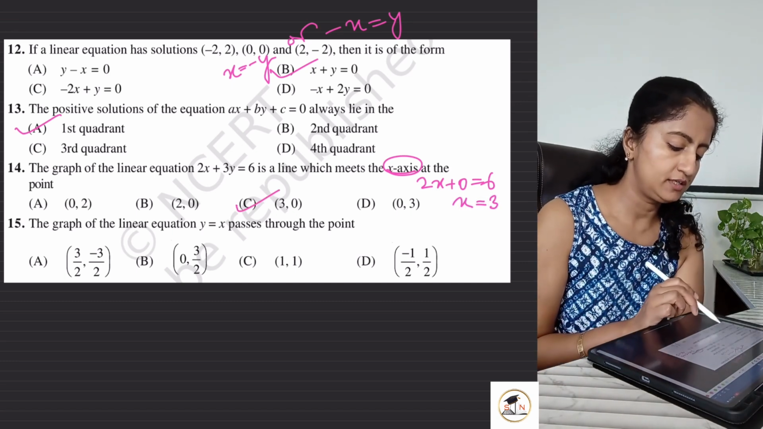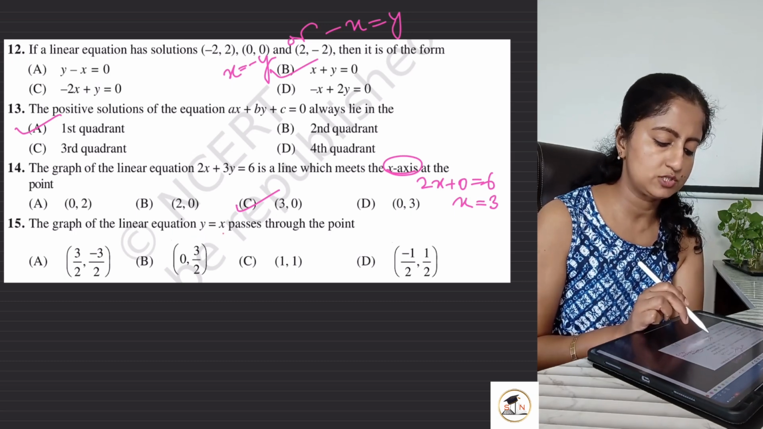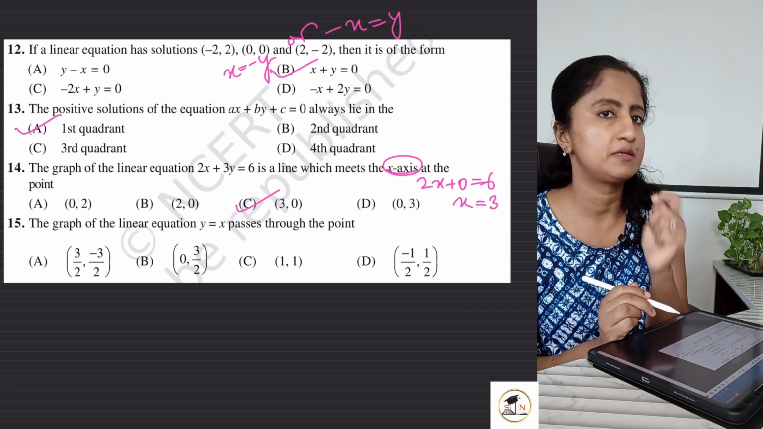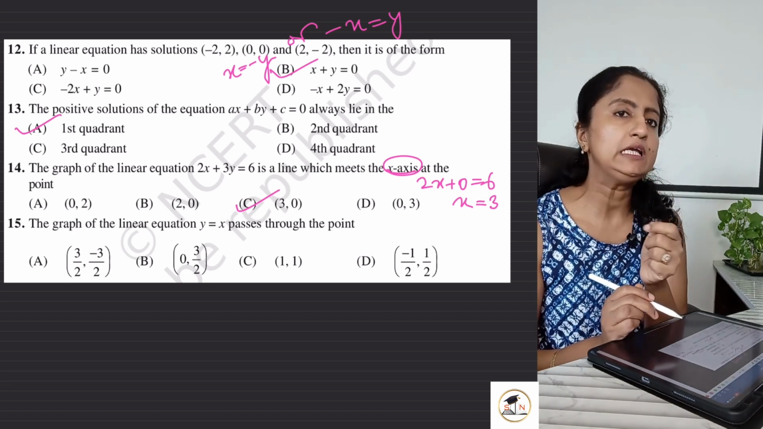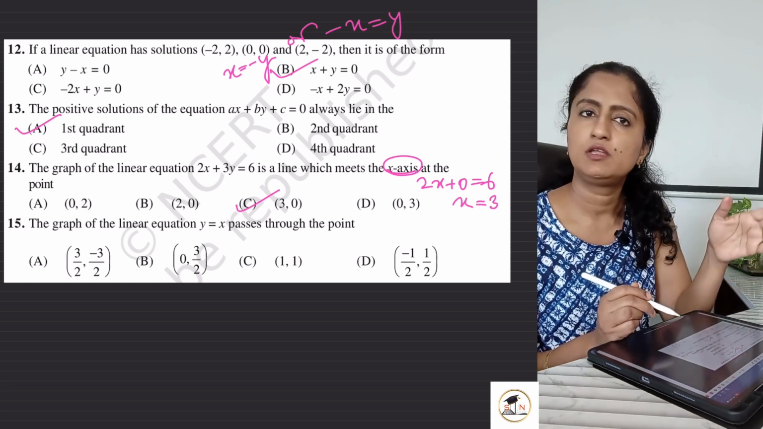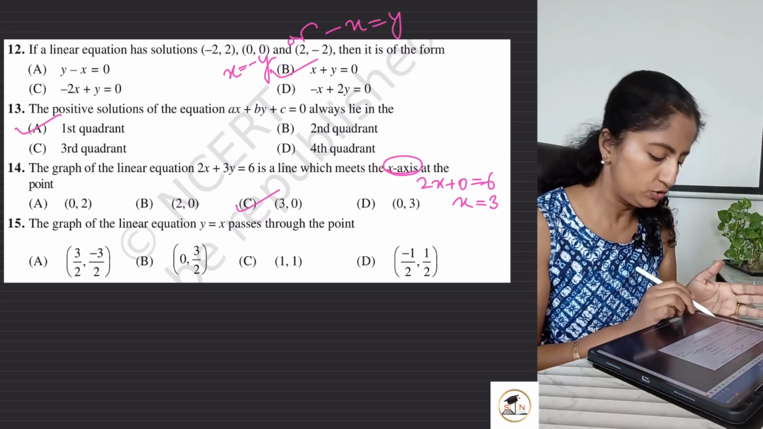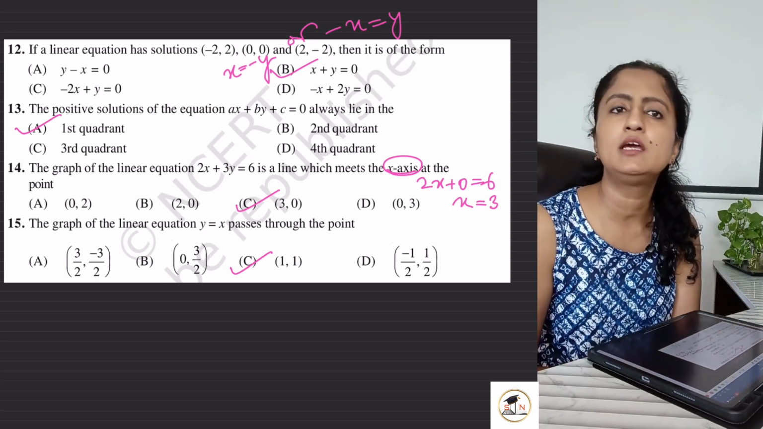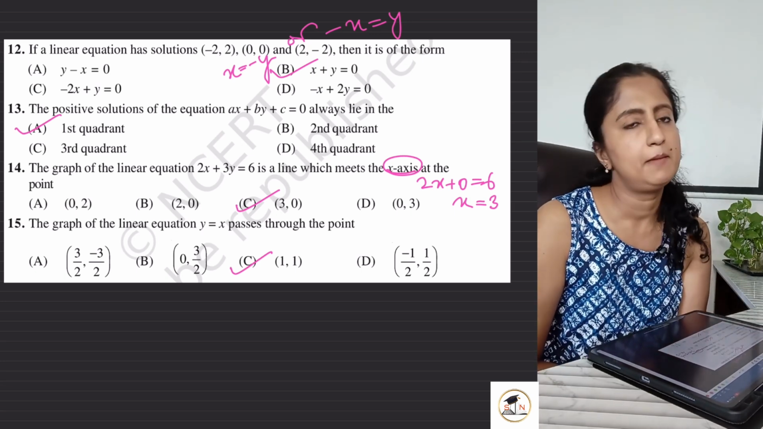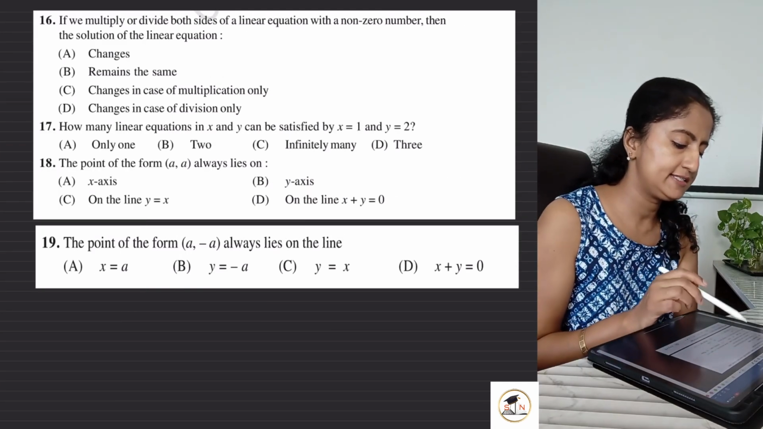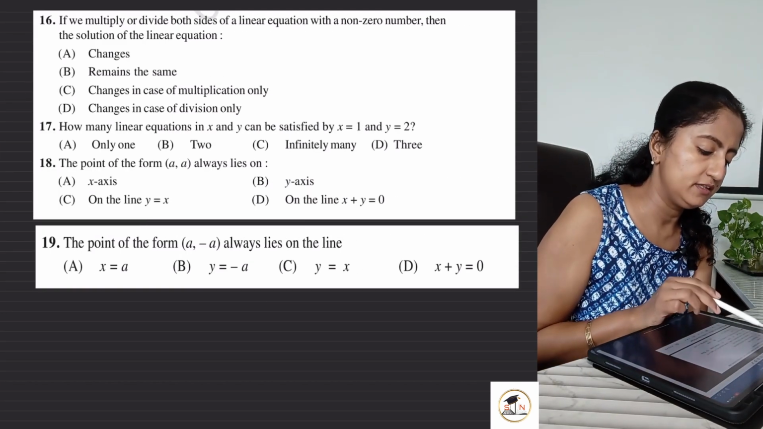Next, the graph of the linear equation y = x passes through the point. On the previous page I explained y = x, right? I told clearly whenever we have y = x or x = y, they both are the same values, right? So here in which option do we see the same values? Only in C, right? So it will pass through 1, 1. Fine.